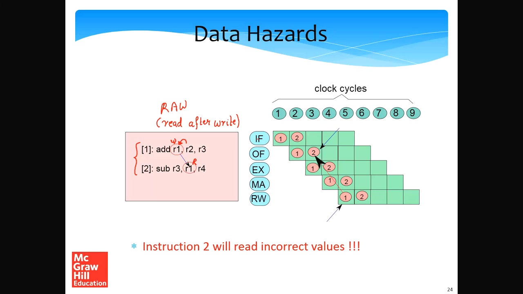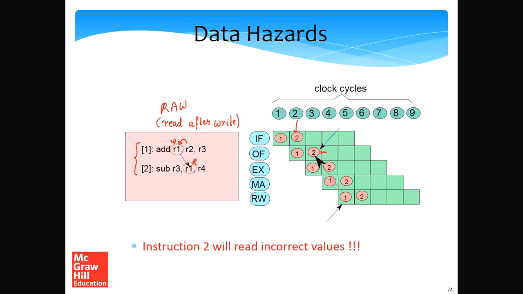So let's consider the pipeline diagram. In the pipeline diagram, instruction 1 enters the pipeline in the first cycle and subsequently keeps moving to the next stages in every consecutive cycle. Now let's consider instruction 2. It enters the IF stage in cycle number 2. In cycle number 3, instruction 2 enters the operand fetch stage. That is when it needs the value of R1, right? So the value of R1 is needed in cycle number 3.